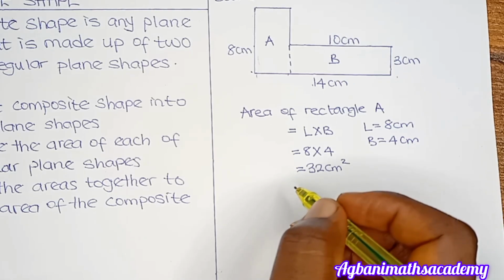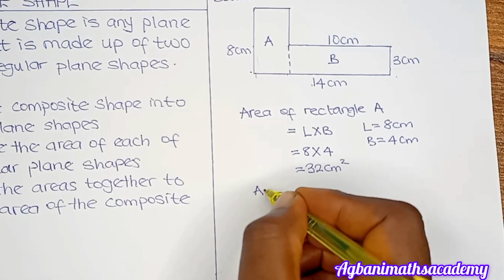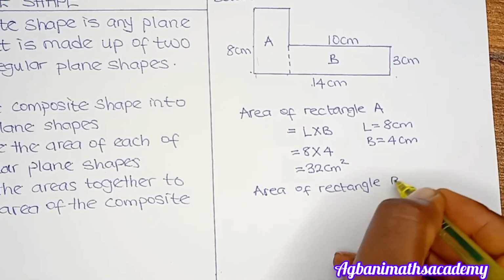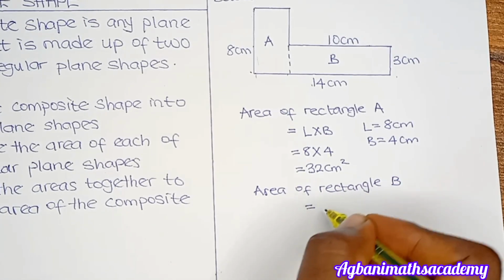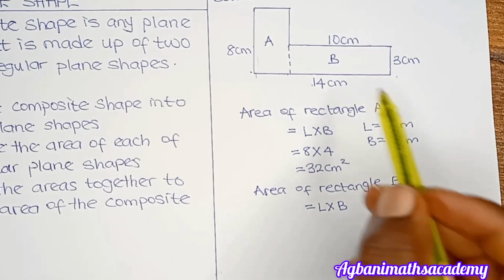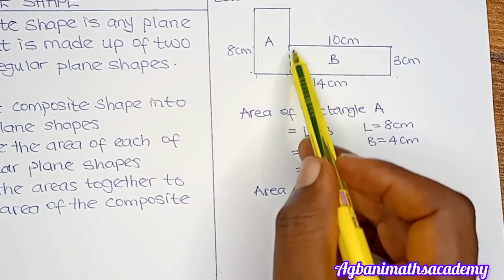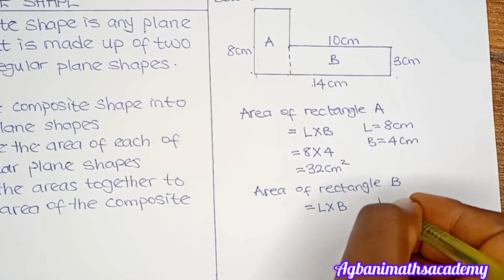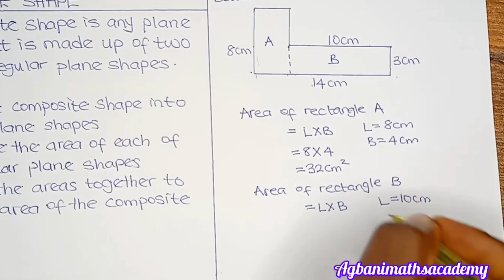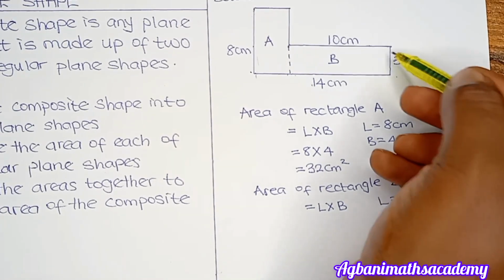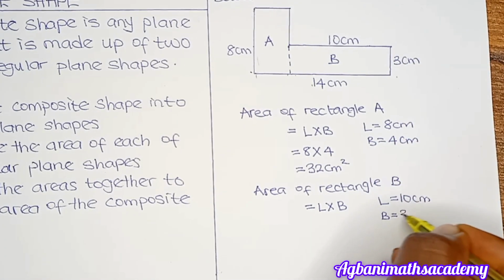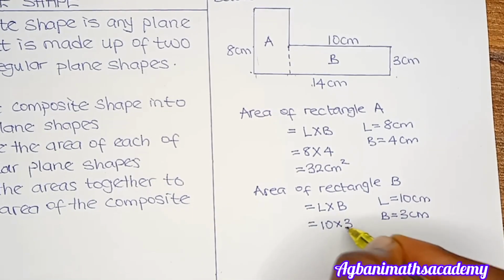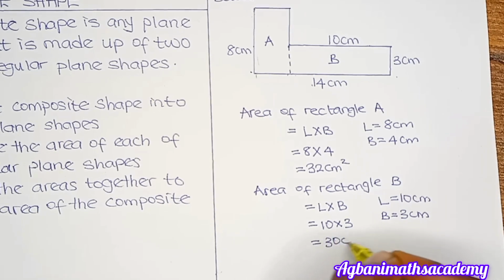Next, we calculate the area of rectangle B. So area of rectangle B. Following the same process, length multiplied by breadth. What's the length? The length is not 14 centimeters, but the length is from here to here because the shape starts from here to this point. So the length is 10 centimeters. And the breadth is from here to here, which is 3 centimeters. So we have the area is equal to 10 multiplied by 3. And we have 30 centimeters square.